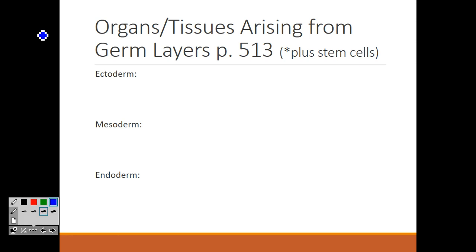So this is where we left off yesterday, and I hope that you already have this filled in, but if for whatever reason you didn't yesterday, you should. Could somebody tell me what type of tissue would come from the ectoderm germ layer? Yes. So she said skin, nails, what were your other things?